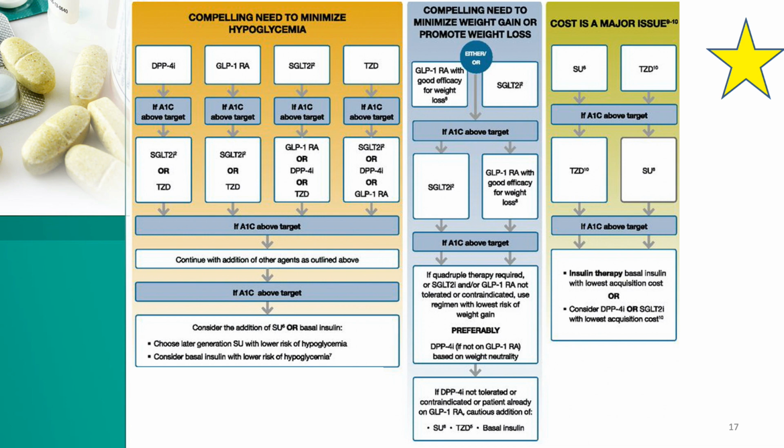If there's a compelling need to minimize weight gain or promote weight loss, a GLP-1 agonist with good efficacy for weight loss can be used, which is basically all of them, or an SGLT2 inhibitor, and you can follow the algorithm from there. If cost is a major issue, the sulfonylureas and TZDs or glitazones are the least expensive.